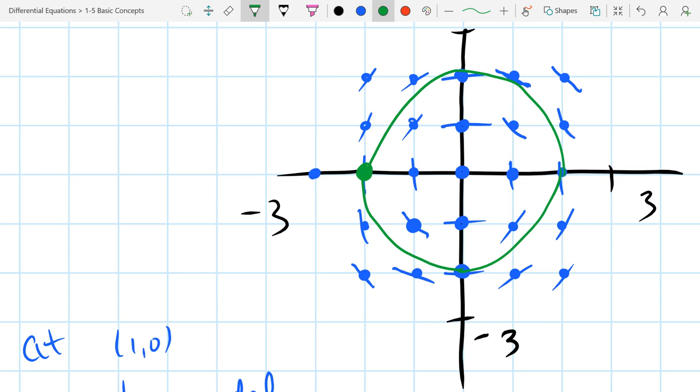Whoa, I can do better than that. All right, it's going to look something like that. And it will literally go around forever because it's going to end up at the exact same point that it started. So it's going to flow around in a circle forever.